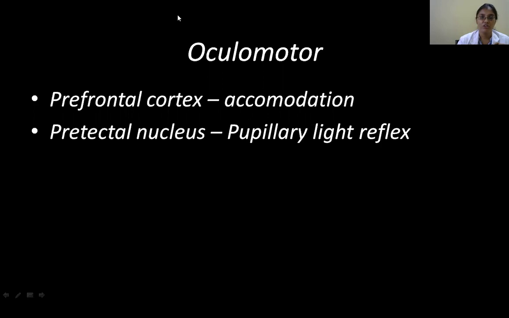Then coming to this oculomotor, additionally, because this is also regulating the actions of intraocular muscles. So it is in contact with the prefrontal cortex because it is involved in accommodation. Because unless it gets information from here, it cannot do its action. Same thing, pretectal nucleus. So I told you in front of the superior colliculus, we have one that is the pretectal nucleus. And then pretectal nucleus is related to the pupillary light reflex.